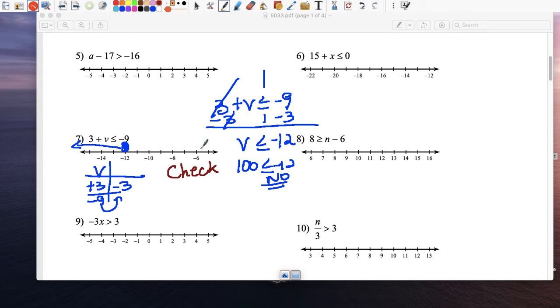Let's do a quick check. Let's pick negative 14. Let's pick this number over here. So 3 plus V less or equal to negative 9. So we're going to change this to negative 14. So 3 plus negative 14 less or equal to negative 9. Let's make sure. So are they friends? No. The negative is going to win. And we're going to put negative 11. Right? So negative 11 is less or equal to negative 9. Negative 11 is smaller or equal to negative 9.